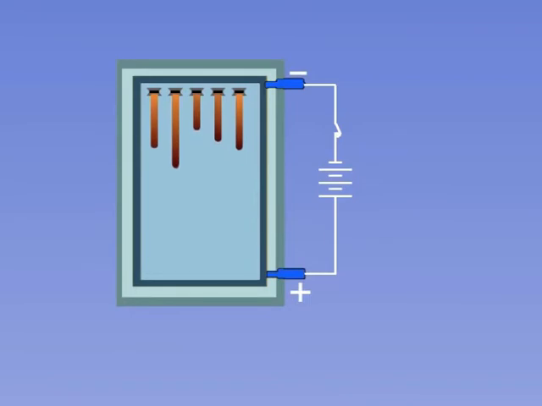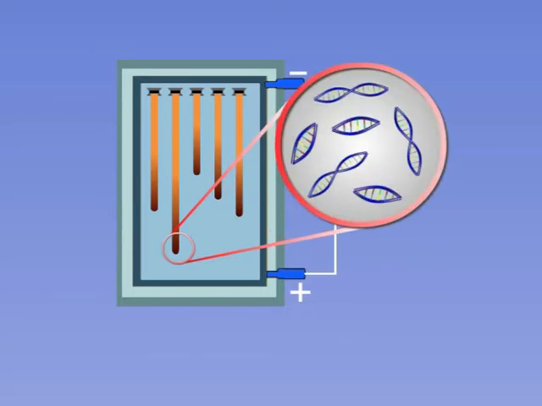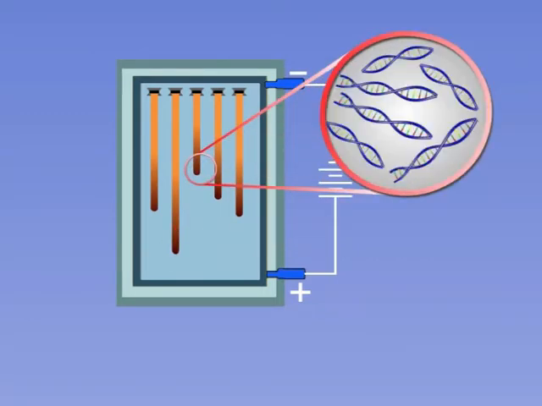The smaller pieces, however, will be able to move more quickly and thus further towards the bottom than the larger pieces. The different sized pieces of DNA will therefore be separated by size, with the smaller pieces towards the bottom and the larger pieces towards the top.